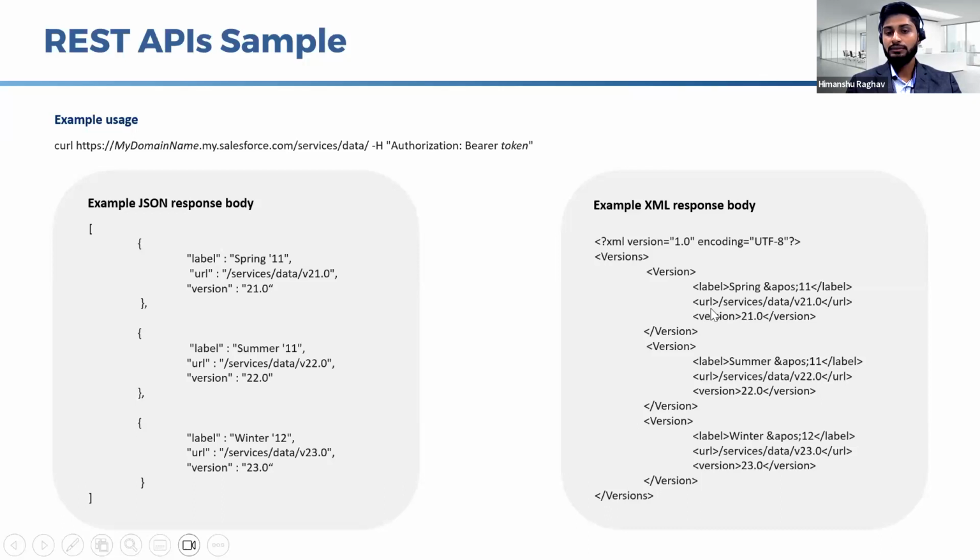XML is a bit complex as compared to JSON, because you need to define your tags for everything. Whereas in JSON, it by default takes the value with a key and value pair.